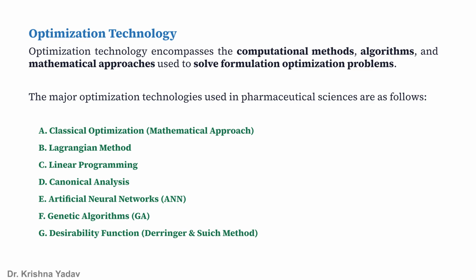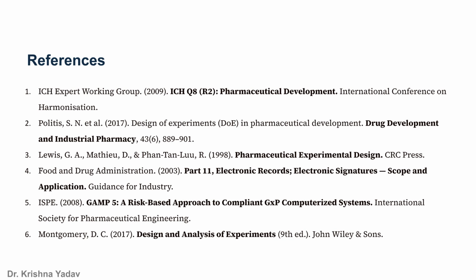Optimization technology includes computational methods and algorithms for solving formulation optimization problems. Major technologies include classical optimization, Lagrangian method, linear programming, canonical analysis, artificial neural networks, genetic algorithms, and the desirability function. These will be covered in next videos. This video concludes with the references used in the development of this Unit 3 Part 1 module on computer-aided formulation development and optimization.